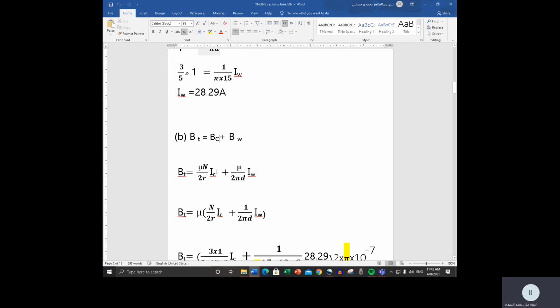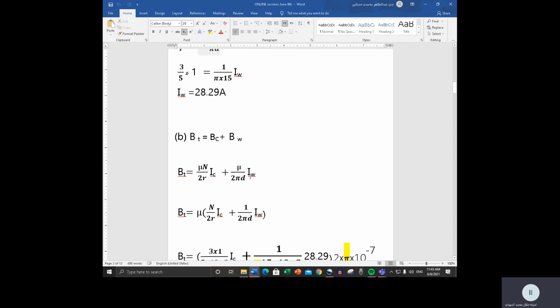It's important. Last time we canceled because we had two sides of the equation. This time I don't cancel because I add them. I need the total value of the magnetic flux densities, so I just deal with it as it is. I don't cancel mu and mu; I just take mu as a common factor. So this mu is a common factor, and here I have n I sub c divided by 2r, plus I took this as common factor outside, so I have 1 at the numerator and in the denominator I put it as it is, 2 pi d I sub w.